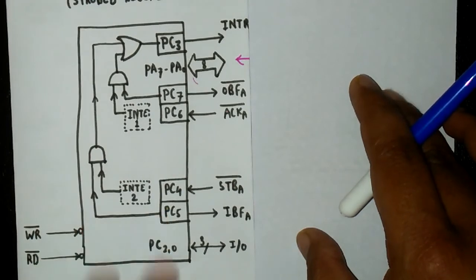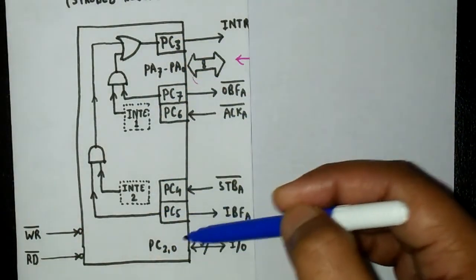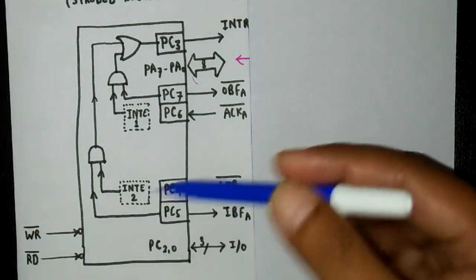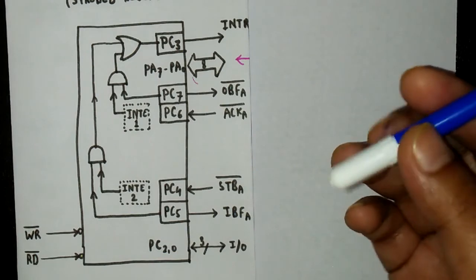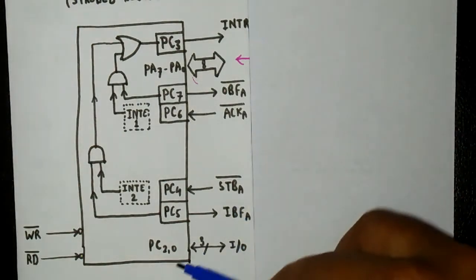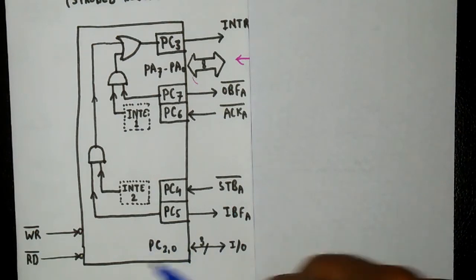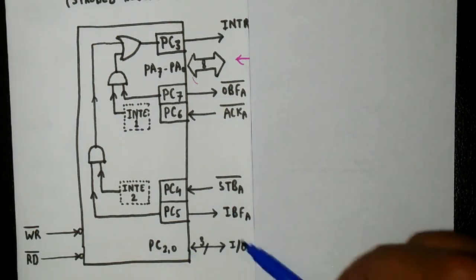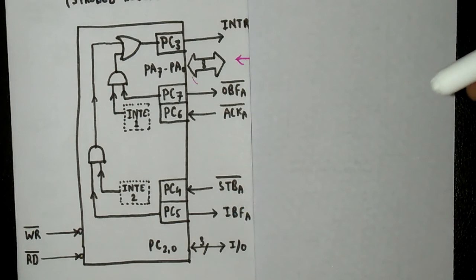This was mode 2. And one more thing, as we are using only group A here, group B is still available for communication, so we can use group B simultaneously in either mode 0 or mode 1. So this was all about mode 2 of the 8255. And one more thing: if you are not using PC2, 1, 0, those 3 bits of port C, then you can use those 3 bits as input or output by using bit set reset mode. So this was all about 8255 mode 2.